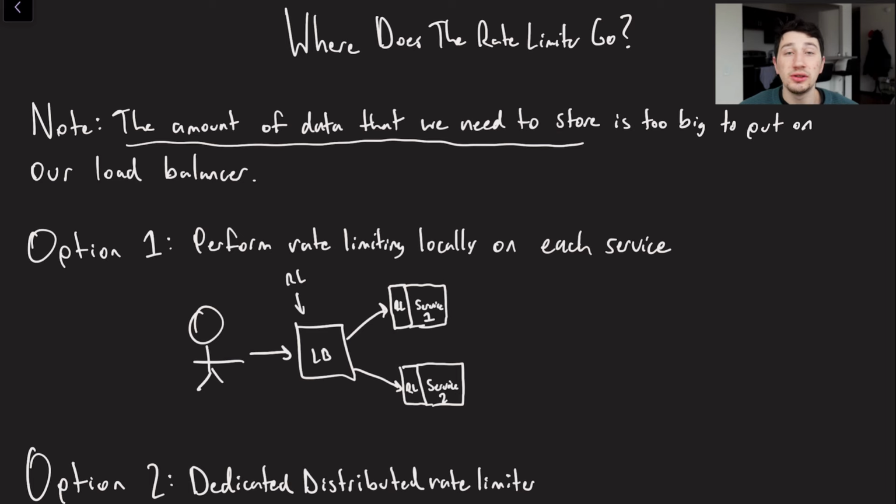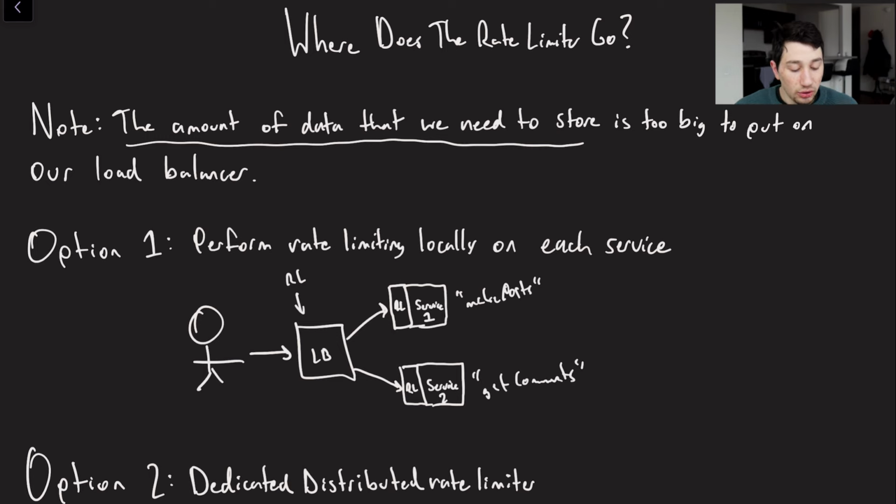Could we put it on our load balancer's hard drive? Maybe, but then now all of a sudden you have a disk access, and that could potentially be very slow. You don't always want that. So option number one is we could perform the rate limiting locally on every single service that needs it. So imagine we've got a makePost service, and then a getComments service.